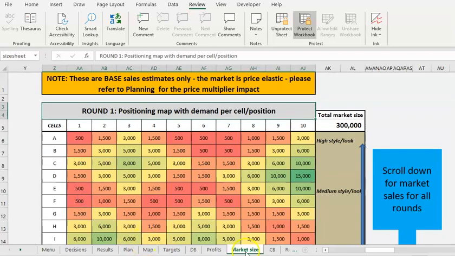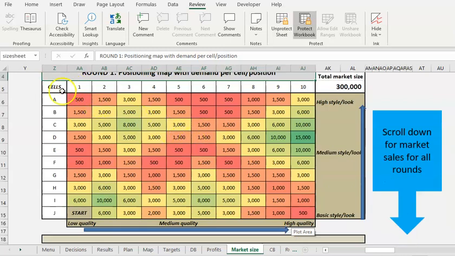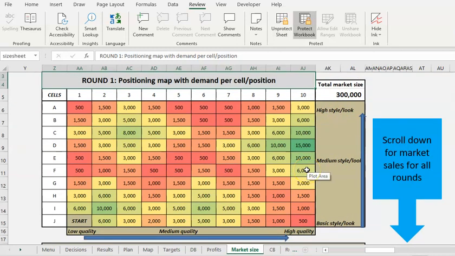Just flicks us over here to market size. And basically this provides us with a positioning map, perceptual map, and this is in round one, and we have a map that runs from low quality to high quality, and from basic style up to very stylish. So typically I suggest that this is a fashion product, clothing, shoes, could also be a car, could also be furniture. It could be a variety of things.